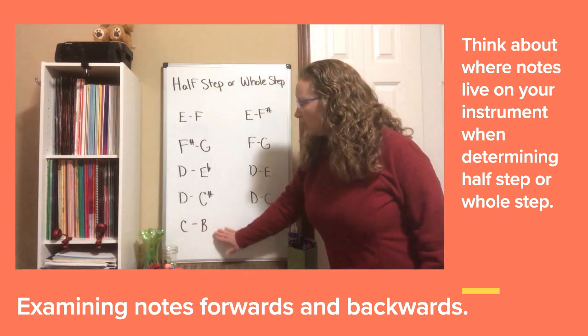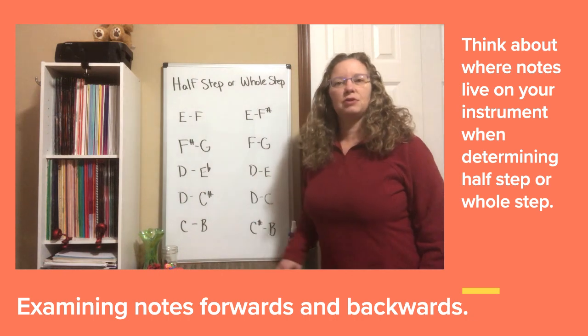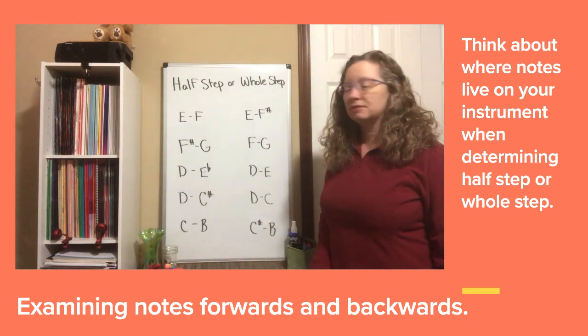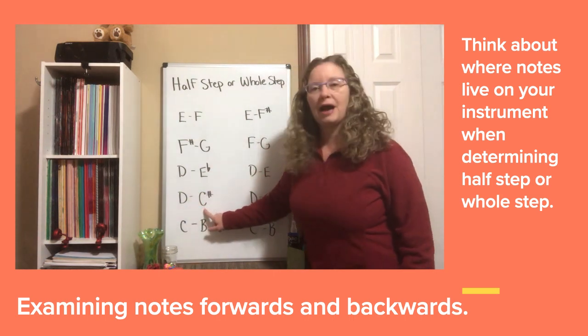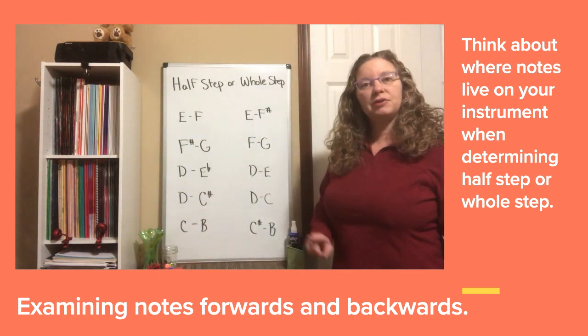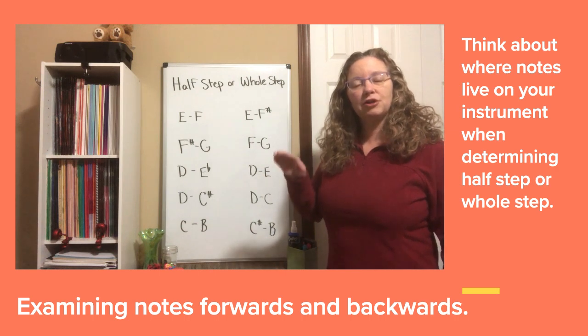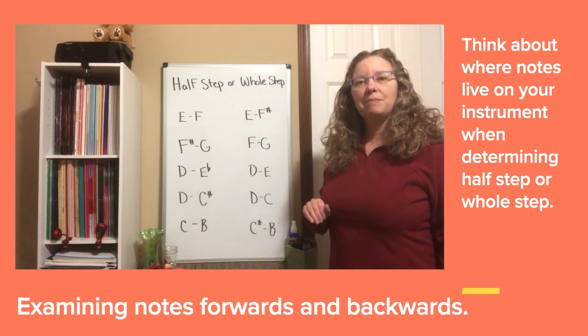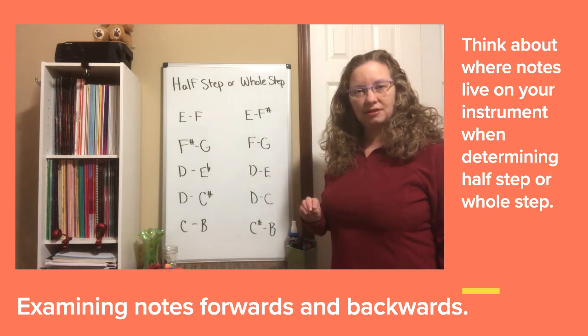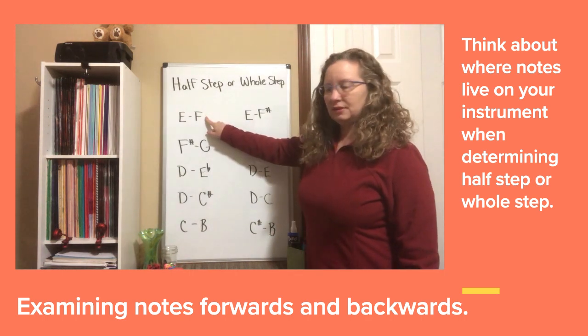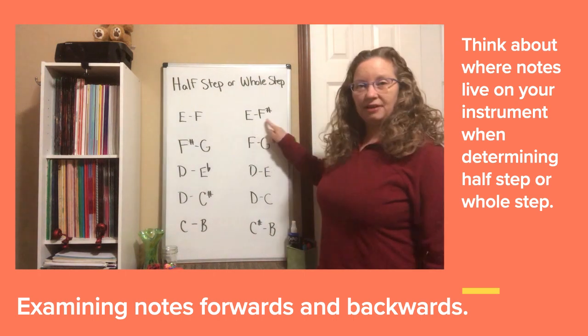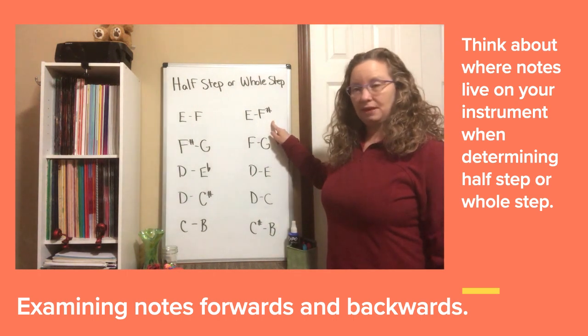So in the first column, I have listed examples of notes that are all a half step apart, and some of them go forwards and some of them go backwards. So it doesn't matter if we go from a lower note to a higher note or a higher note to a lower note. What matters is the distance apart they are. So for example, E to F natural is a half step, but E to F sharp is a whole step.